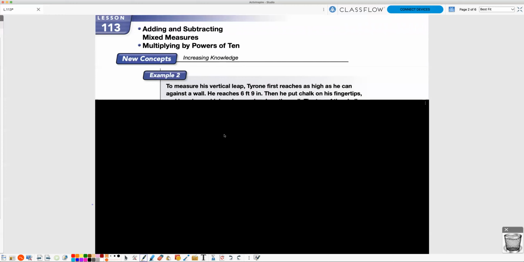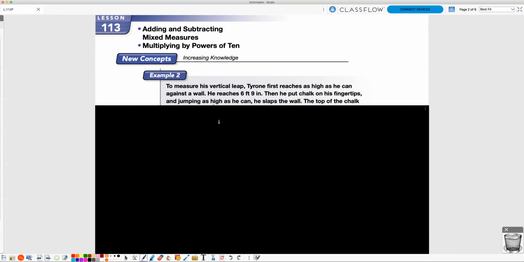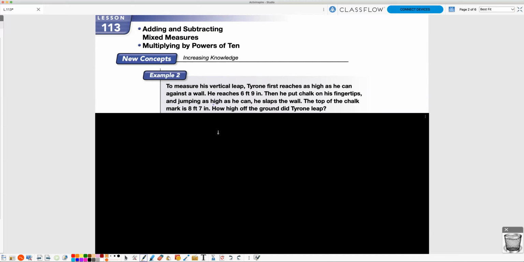Example 2. To measure his vertical leap, Tyrone first reaches as high as he can against a wall. He reaches 6 feet 9 inches. Then he puts chalk on his fingertips, and jumping as high as he can, he slaps the wall. The top of the chalk mark is 8 feet 7 inches. How high off the ground did Tyrone leap?